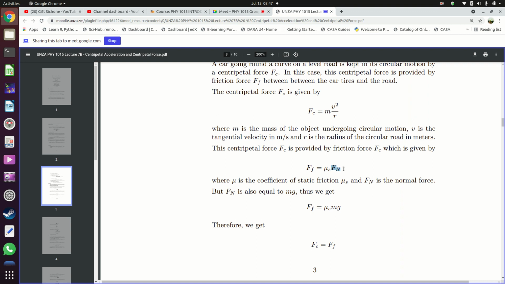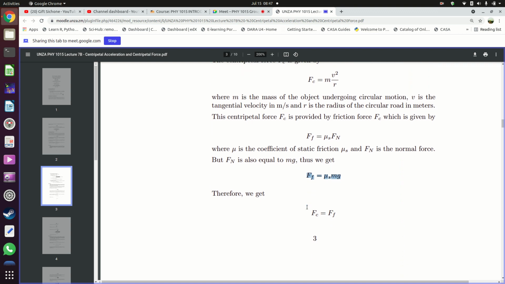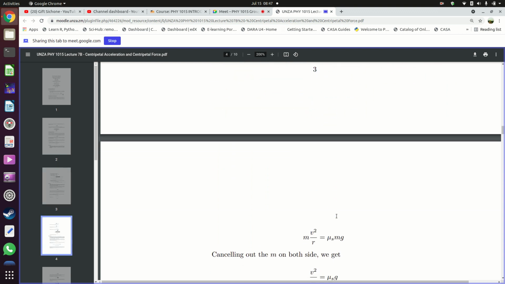centripetal force. However, you also know from your studies of Newton's second law of motion that the normal force Fn is equal to mg. The normal force is always equal to the weight of the car. Therefore, our friction force Ff is going to be equal to the coefficient of friction multiplied by the mass of the car multiplied by g. So this is your friction force. This friction force is equal to the centripetal force. So when you make them equal, Fc, the centripetal force, equal to Ff, the friction force, what we end up with is the following.